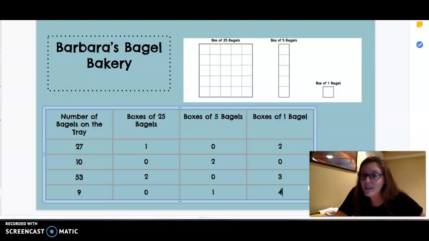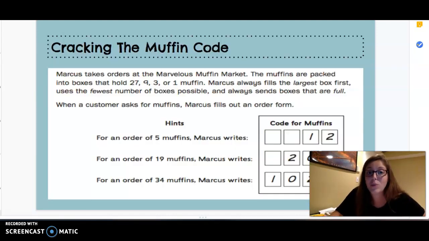Do you see how we use place value to answer these questions? This is the kind of work we're going to do today. It's tricky, but you're going to be able to do it. So I have a problem I need you to help me solve. We need to crack the muffin code. Marcus takes orders at the Marvelous Muffin Market.